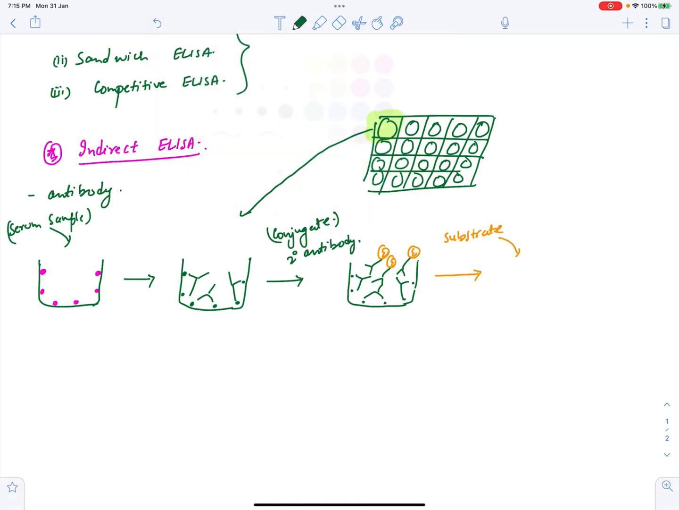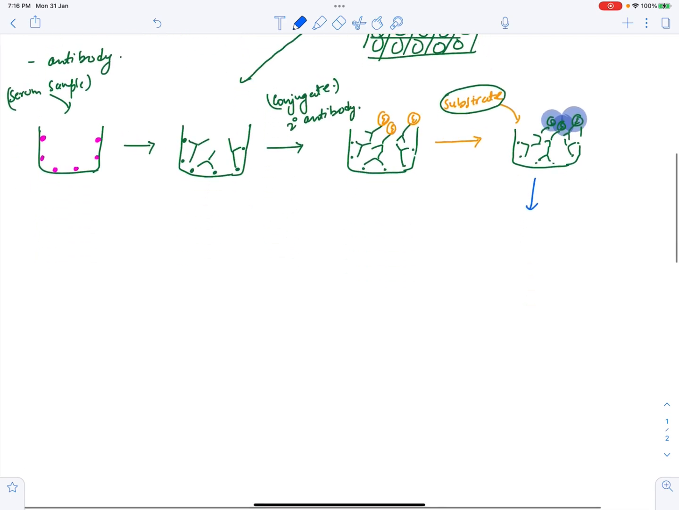What is the function of this substrate? This substrate molecule would look like this. It is somehow looking like this. This is the enzyme. Now after a certain time period of incubation, when you are adding a substrate, this substrate will react with this linked enzyme, and when the substrate reacts with the enzyme, it produces a particular color.